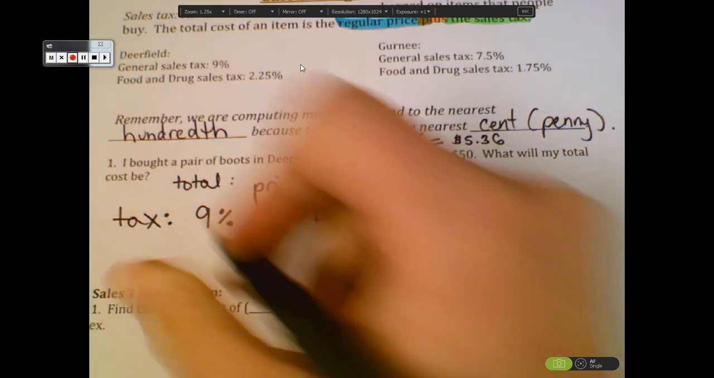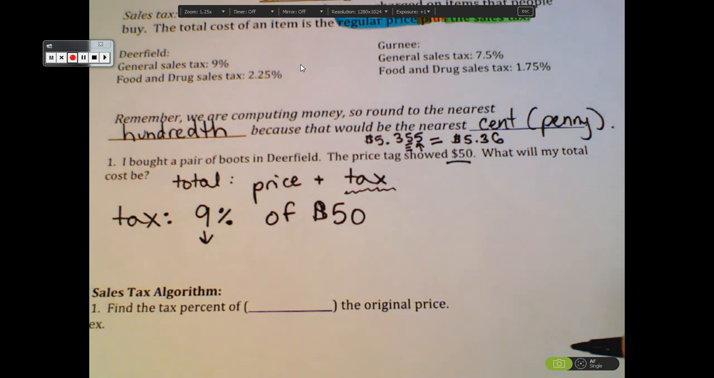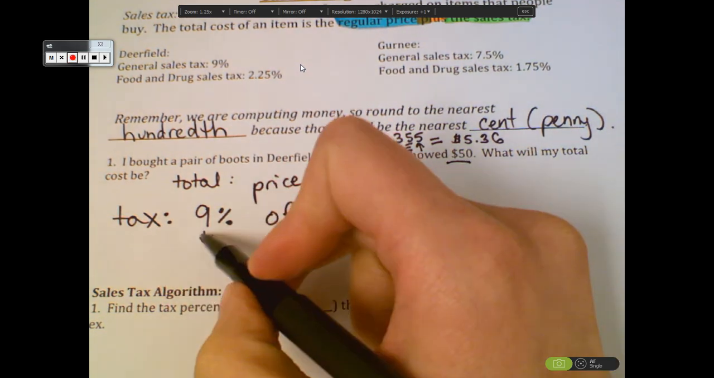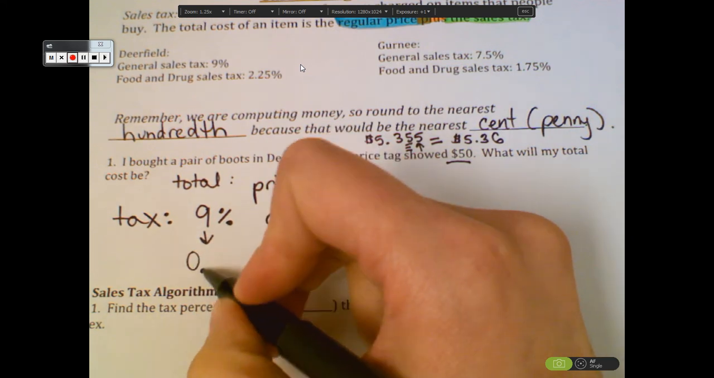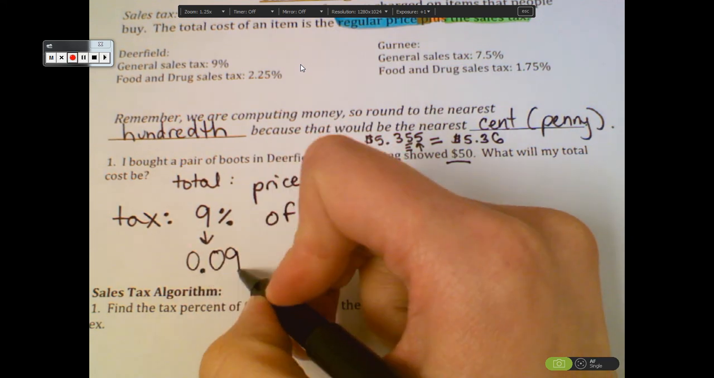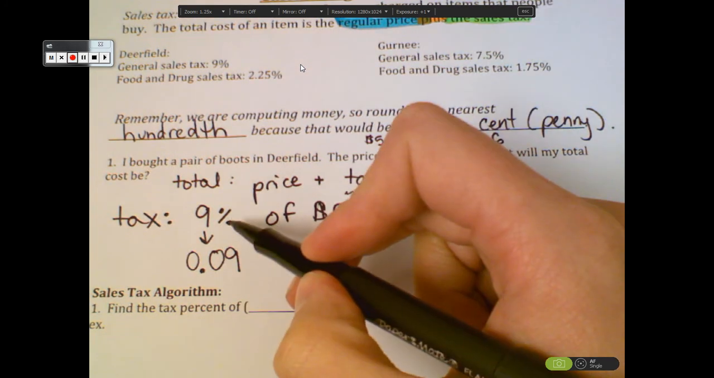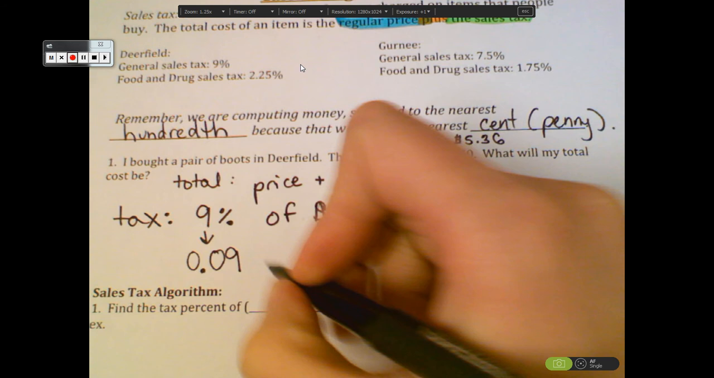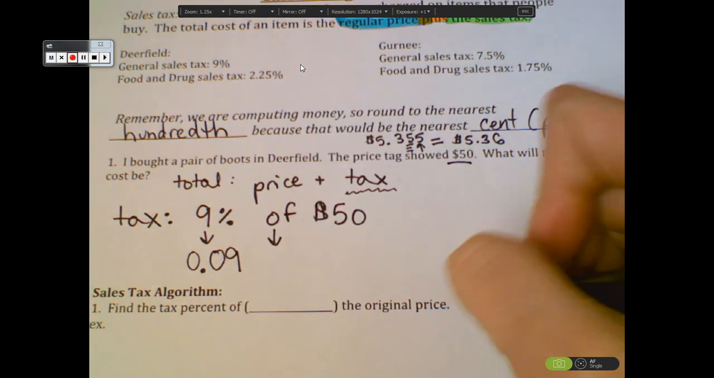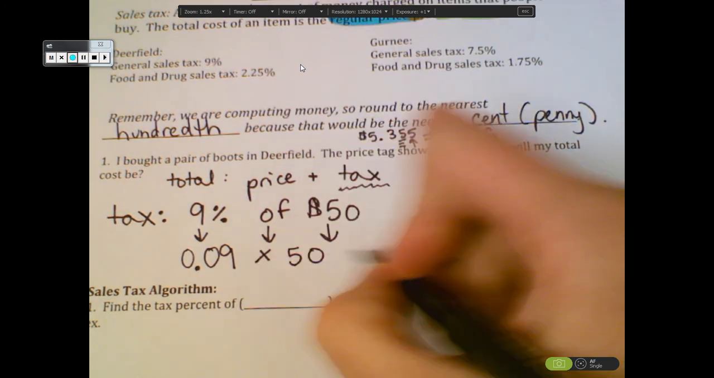Well, if I'm going to type that into my calculator, I'm going to make 9% into a decimal, which we learned this unit means I'm moving the decimal place over twice to get rid of the percent. We move twice because percent means per hundred, and 100 has 2 zeros. We're going to drop this down as we learned in class, of means multiply, and then I can type in the $50 on my calculator.